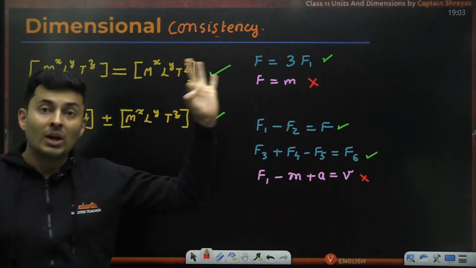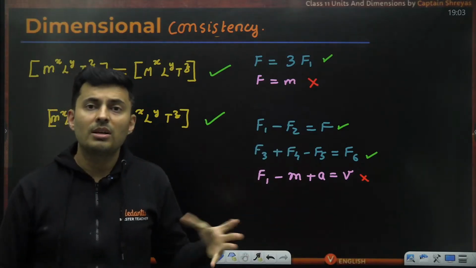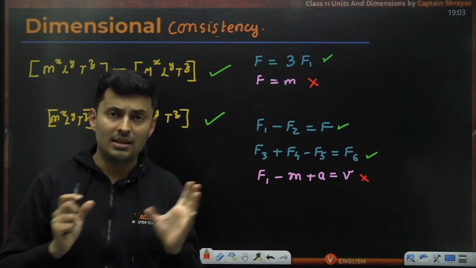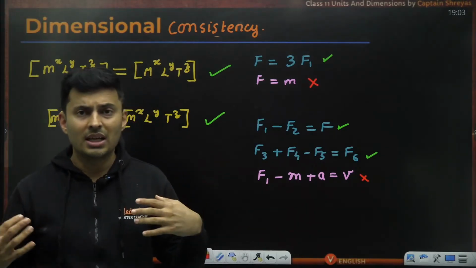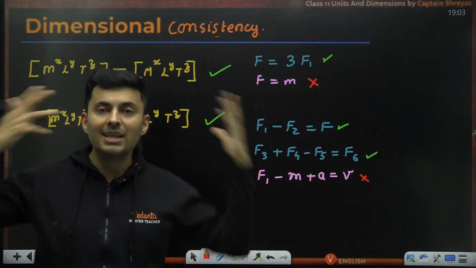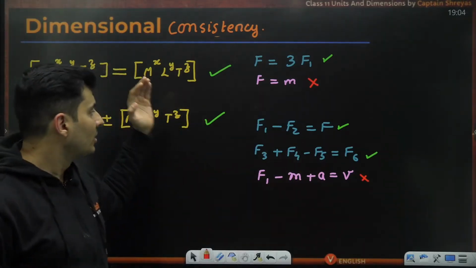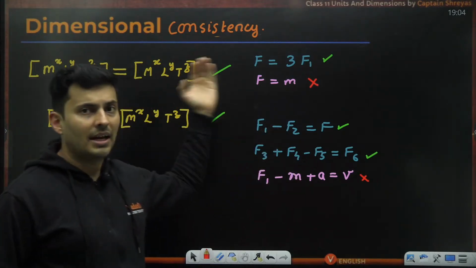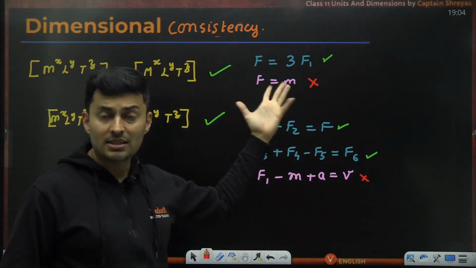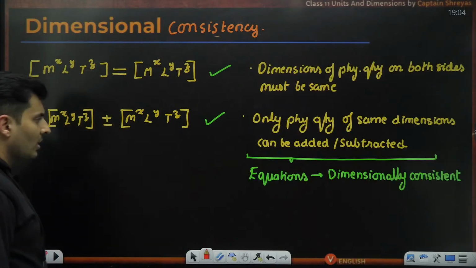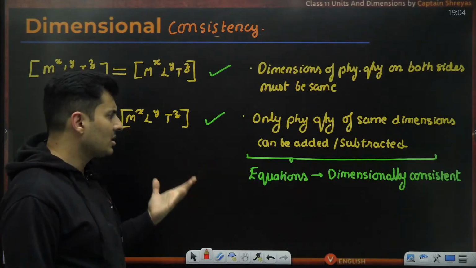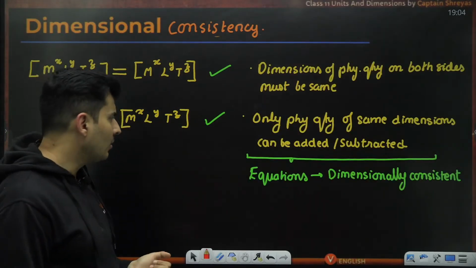So I hope you understood with these examples what I mean by the dimensions should match when I add and subtract, because I can't add newtons with meters or kgs with seconds. It is meaningless to do that. So kgs will be added with kgs, and on the LHS and RHS the dimensions should match to maintain that equality. Now this is called dimensionally consistent equations.